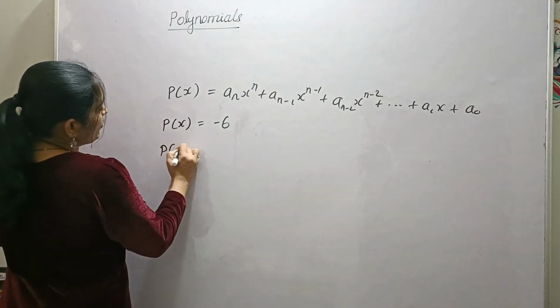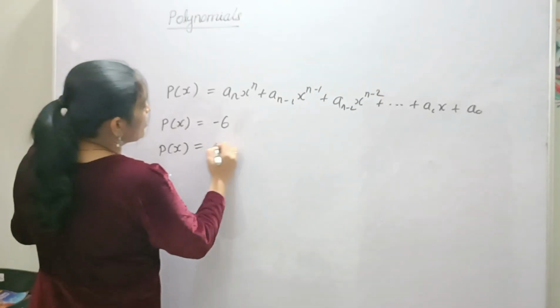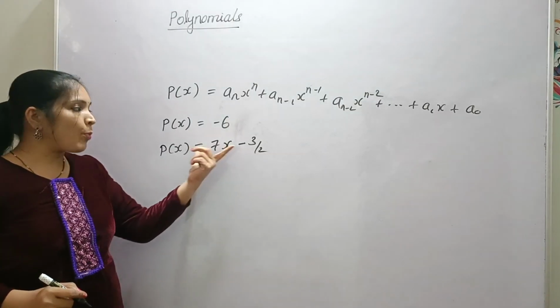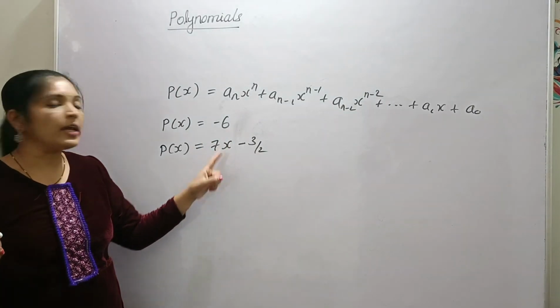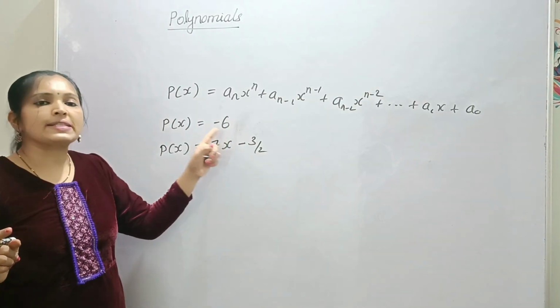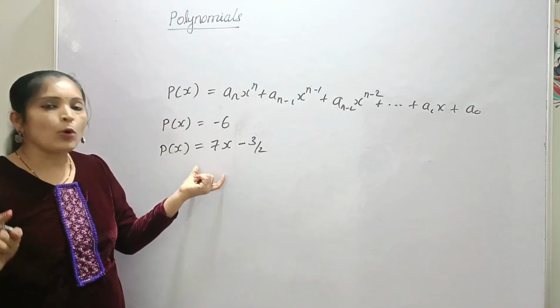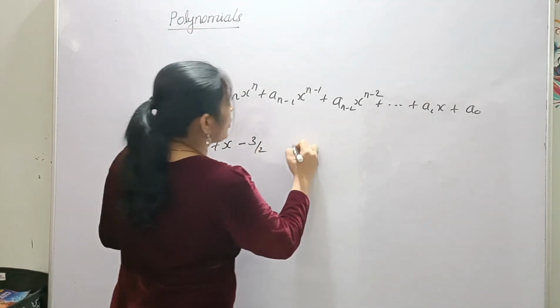And one more example, p of x is equal to 7x minus 3 by 2. It's a polynomial of degree 1. Why? Because the highest power of x is 1. Such a polynomial is called a linear polynomial.